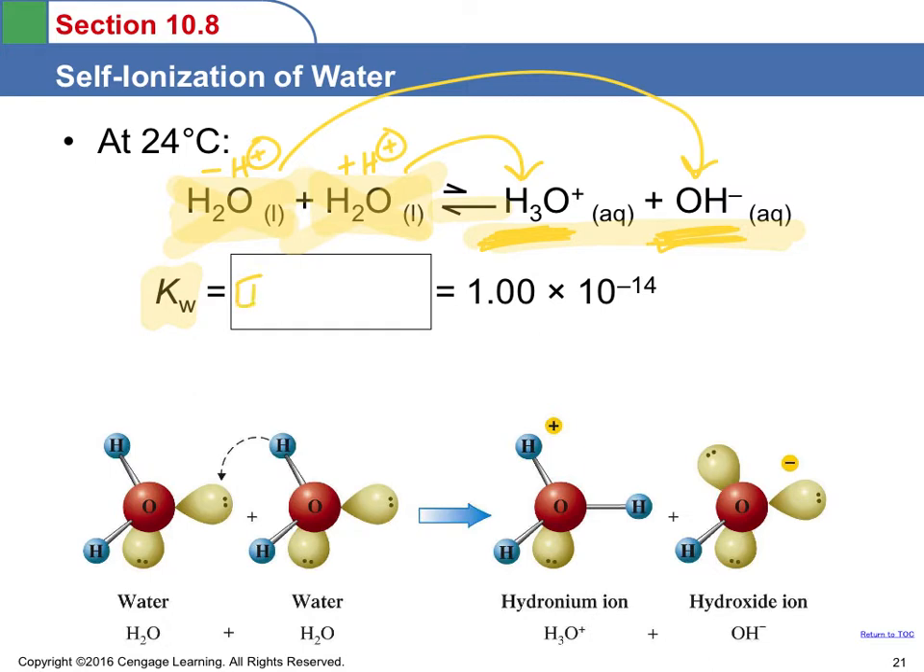So we've got the concentration of H3O+ times the concentration of hydroxide. If you want to write this over 1, you can, but it's not necessary. Okay. This equilibrium constant has a value of 1 times 10 to the negative 14. It has been experimentally determined that the ratio between hydronium and hydroxide has to give you this value of 1 times 10 to the negative 14.